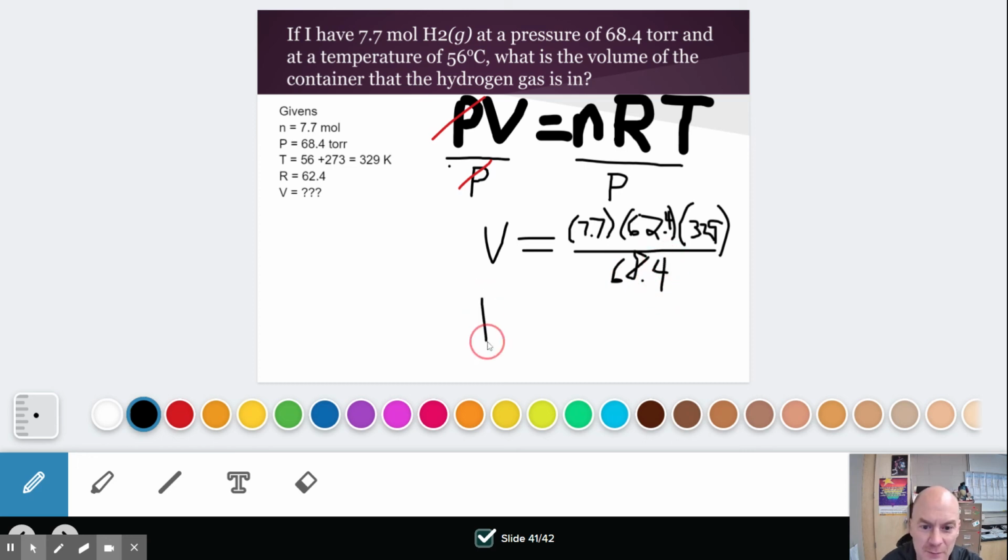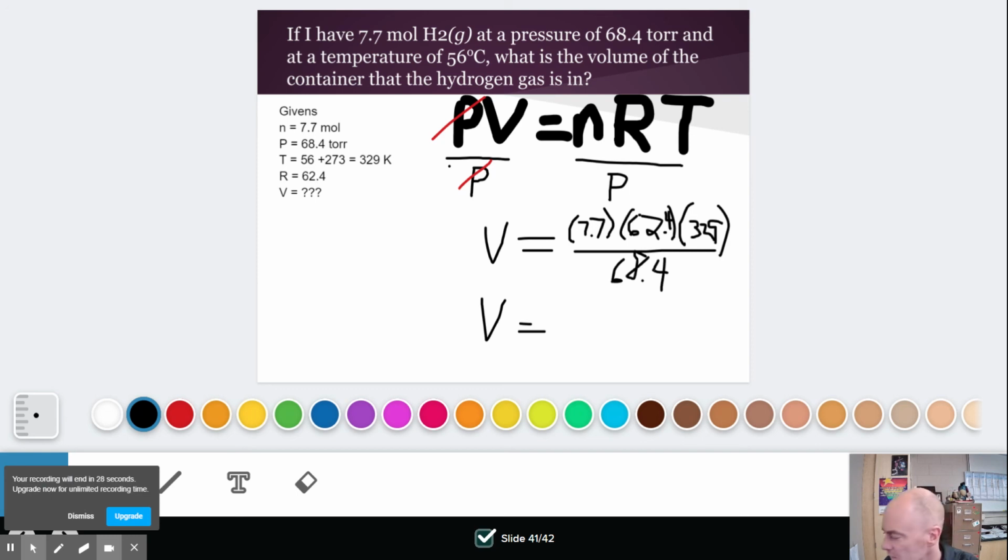Now it's just a calculator problem. And my units for volume are going to be in liters. So I plug this into my calculator, this times this times this, hit equals, divide by 68.4, and I get about 2,311 liters, which sounds like a lot, but it turns out 68.4 torr is really, really low pressure, so that gas is going to be free to spread out a long way. And 7.7 moles is actually quite a bit.